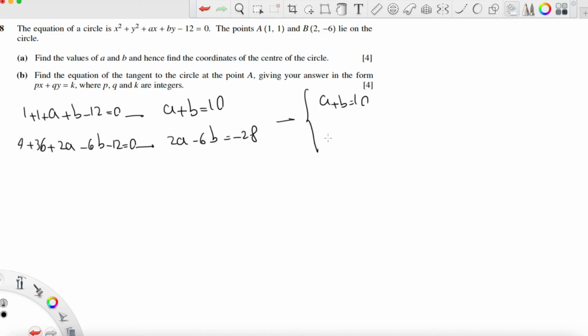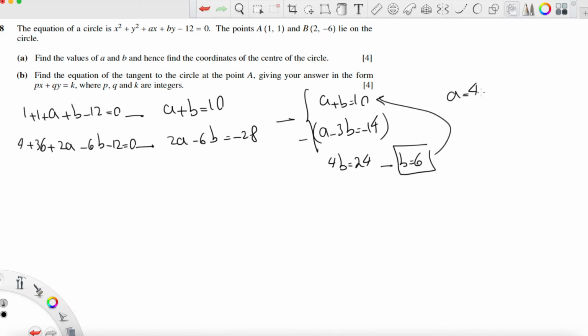You have a pair of simultaneous equations. So these terms are all divisible by 2, so it will be a minus 3b is equal to minus 14. I subtract these two equations, so a and a cancel out. 4b is equal to 24, then b is 6. So b is 6, replacing in the first equation, a will be 4 now.